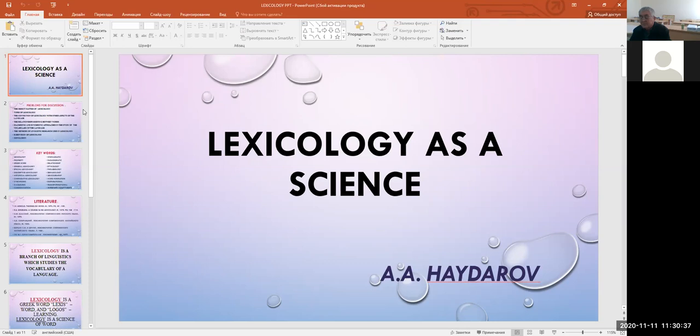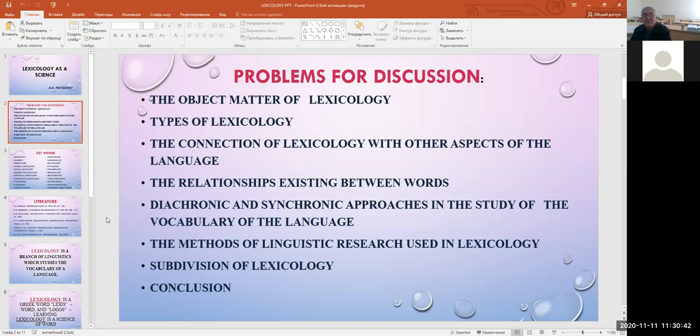Problems for discussion. What problems will we discuss? The first, the object matter of lexicology, types of lexicology, the connection of lexicology with other aspects of the language, the relationships existing between words, diachronic and synchronic approaches in the study of vocabulary of the language, the methods of linguistic research used in lexicology, subdivision of lexicology, and we have a conclusion.